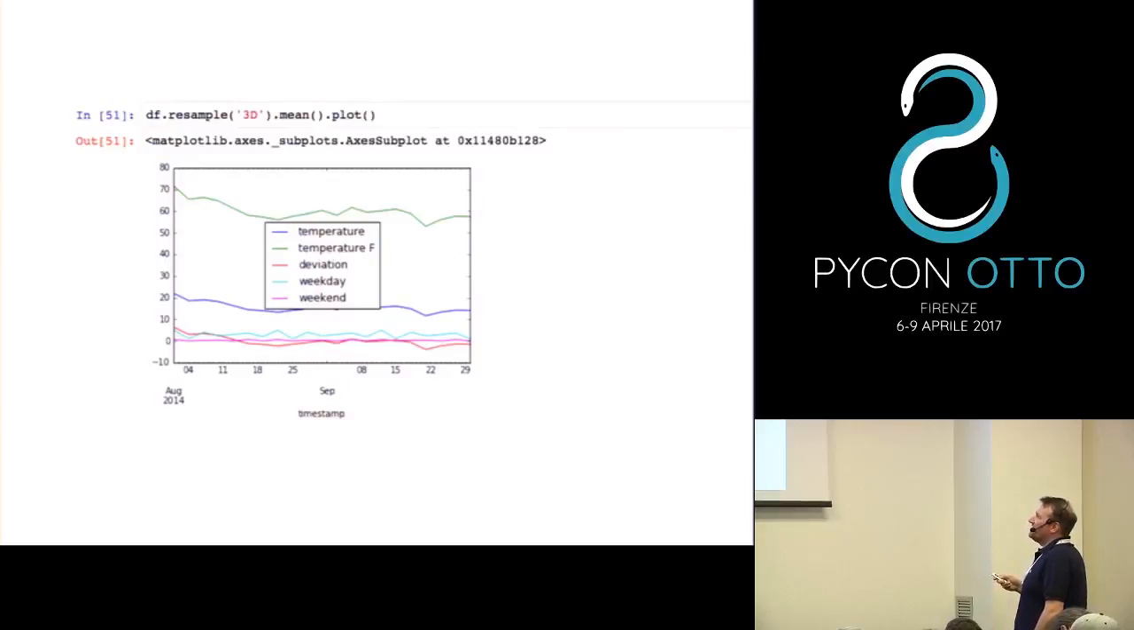We can also pass in 3D, which is actually 3 days. I don't know whether it's useful to have sets of 3 days in a row, but just for demonstration purposes, you can be really flexible here. So we can have the mean over 3 days and just plot it.